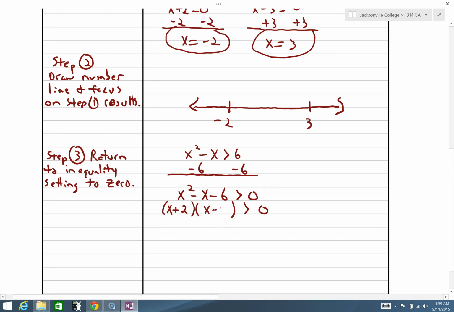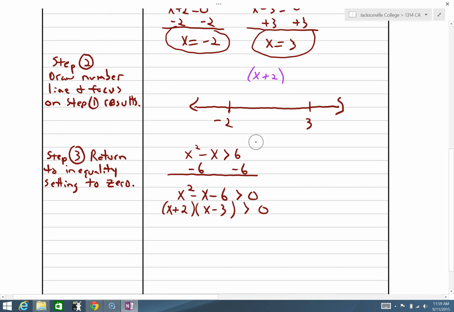All right. I know I want these two things multiplied together to be greater than 0. So I'm going to consider what are the signs of these things. Well, it's important how they behave around these numbers. On the top of my number line, I'm going to consider how x plus 2 behaves. Up here I'm looking at x plus 2.